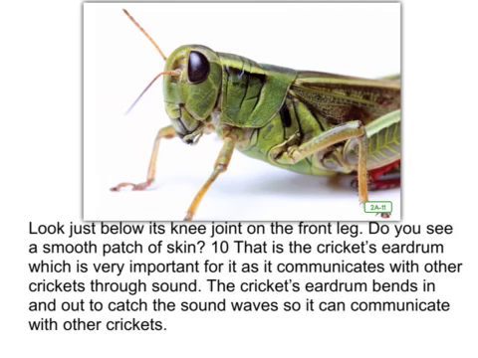Look just below the knee joint on the front leg. Do you see a smooth patch of skin? That is the cricket's eardrum, which is very important for it as it communicates with other crickets through sound. The cricket's eardrum bends in and out to catch the sound waves so it can communicate with other crickets.